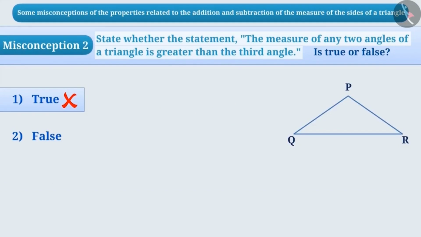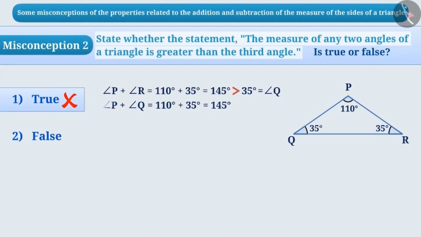Let's consider this misconception to be true for some time. In this triangle, we see that angle P plus angle R is equal to 110 degrees plus 35 degrees is equal to 145 degrees, which is greater than 35 degrees. Hence, here the sum of angle P and angle R is greater than angle Q. Similarly, angle P plus angle Q is equal to 110 degrees plus 35 degrees is equal to 145 degrees, which is greater than 35 degrees. Hence, here also the sum of angle P and angle Q is greater than angle R.